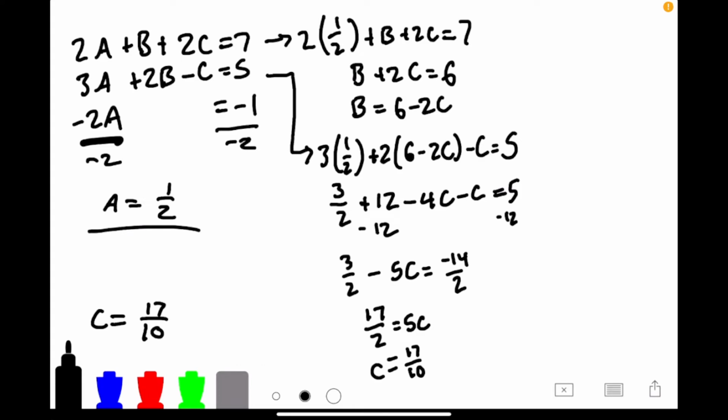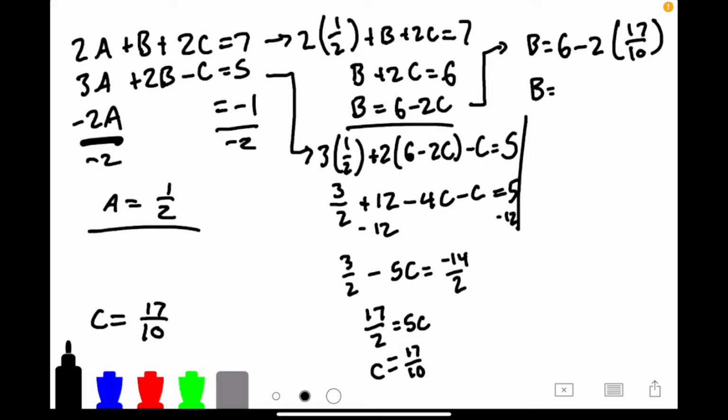And all we have to do is solve for b. How do we solve for b? Well, we've already solved it up here. So we can just plug c back into the equation, see what pops out. b is equal to 6 minus 2 times 17/10.